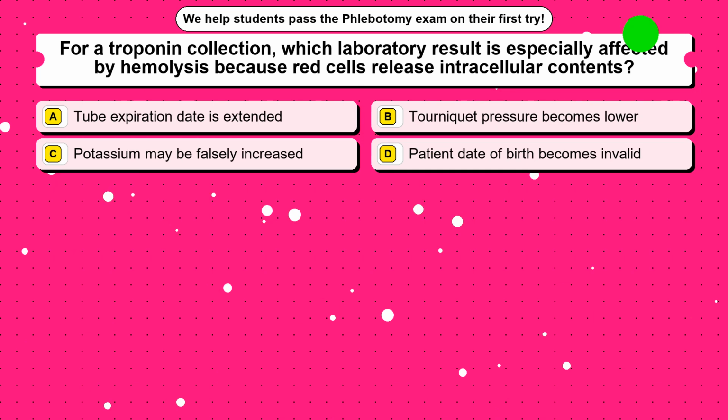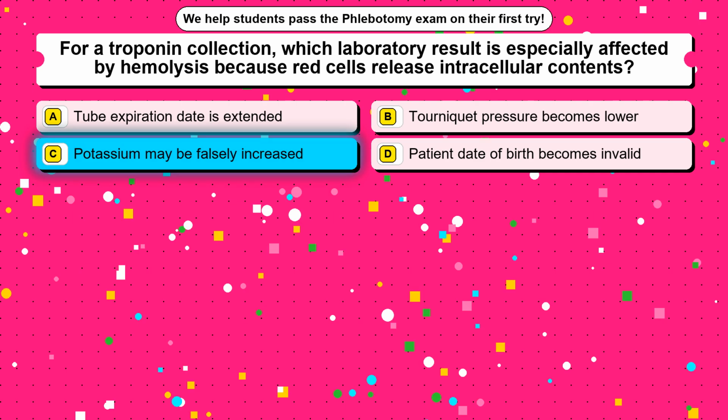Question 63. For a troponin collection, which laboratory result is especially affected by hemolysis because red cells release intracellular contents? Option A. Tube expiration date is extended. Option B. Tourniquet pressure becomes lower. Option C. Potassium may be falsely increased. Option D. Patient date of birth becomes invalid.